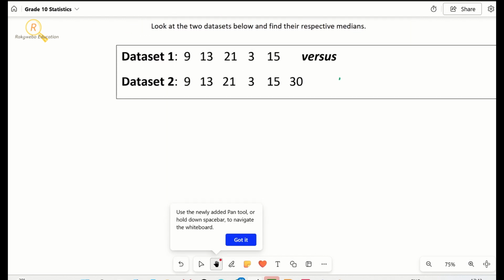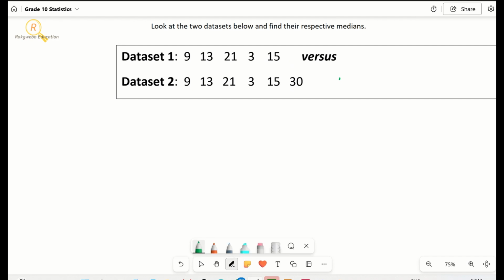Okay, so let us compare these two sets of data, set 1 and set 2. Where's my pen? It's not writing. Let me just quickly fix my pen here. Okay, I think it's better now.